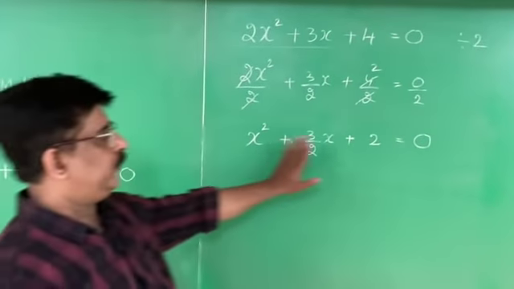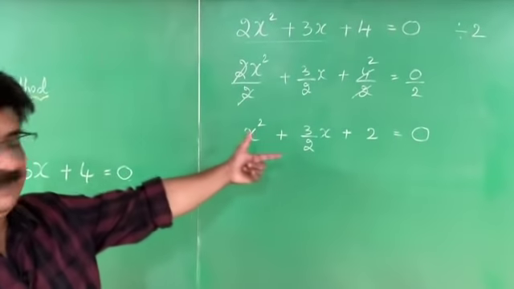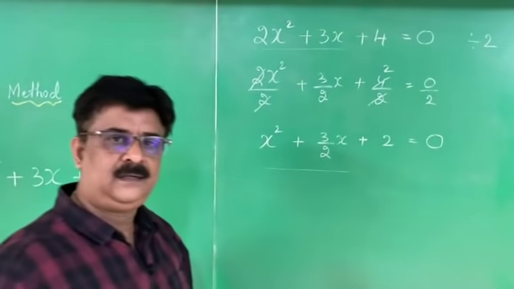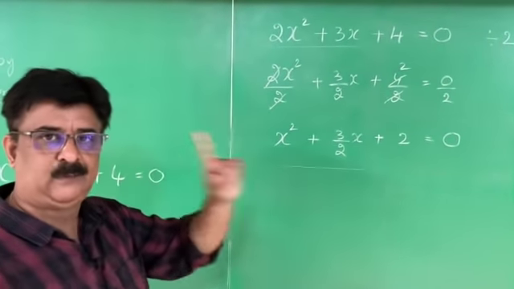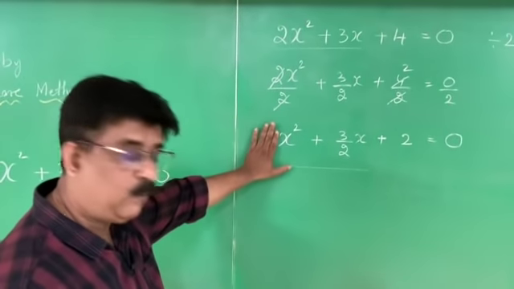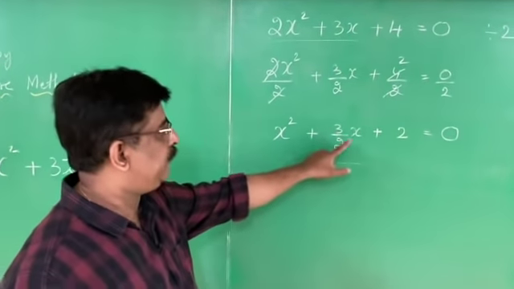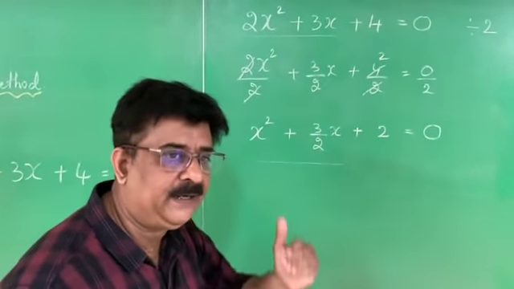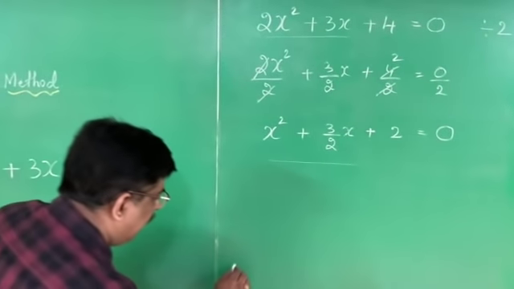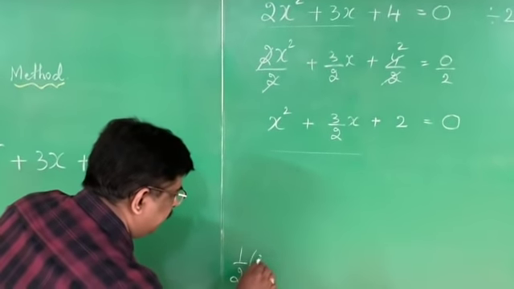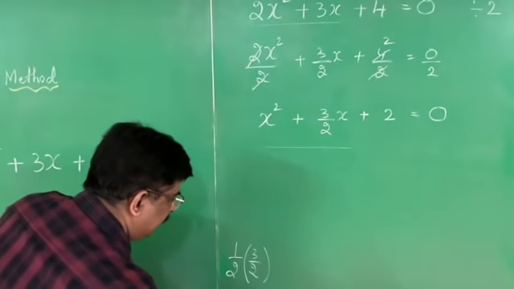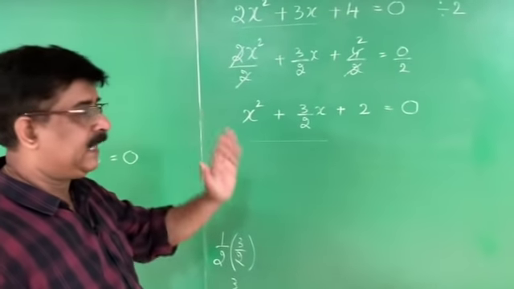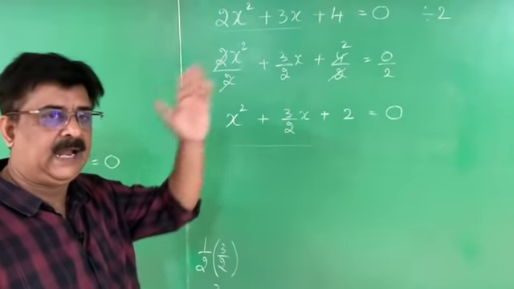Now I got the equation. Now follow the first step again. See, identify these two numbers. Coefficient of x square is 1, right? Then see the coefficient of x. What is that? 3 by 2. Half of 3 by 2 means 3 by 4. Half of 3 by 2 is what? 3 by 4. You have to add 3 by 4 whole square once, and you have to subtract 3 by 4 whole square once.